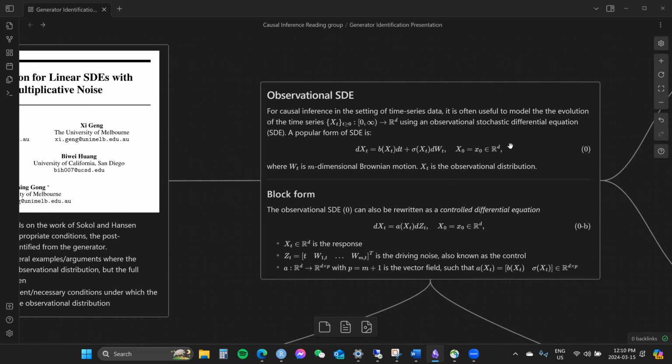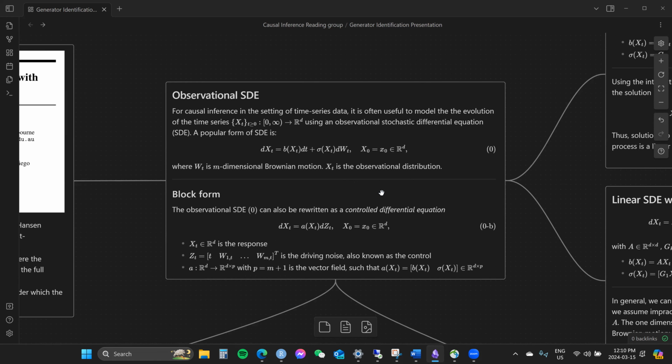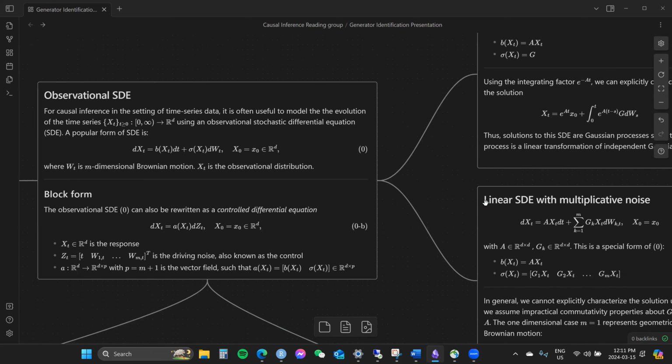So if we have time series observations of some continuous process, with some noise, it's often nice to represent it with a stochastic differential equation. In this first equation here, we have dXt is equal to some drift term plus some noise term. And you can also express the same equation in block form, where this AXt is some row vector, and then the dZt is some column vector. So you can use whatever you prefer.